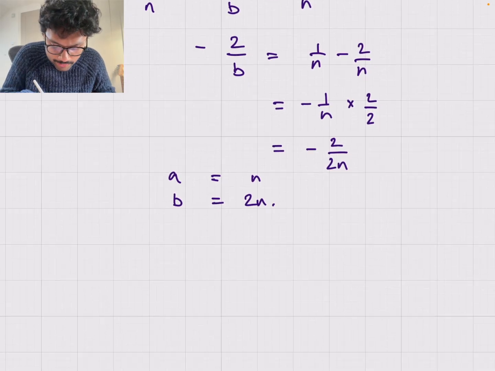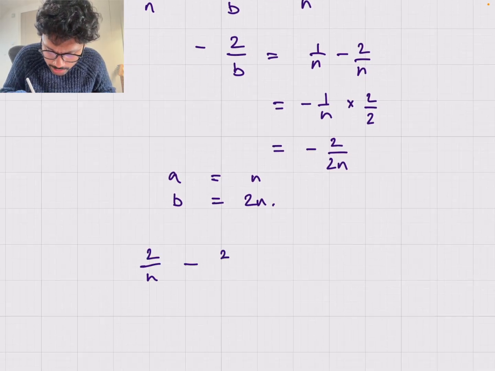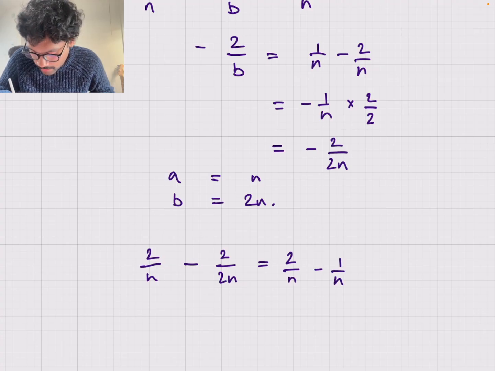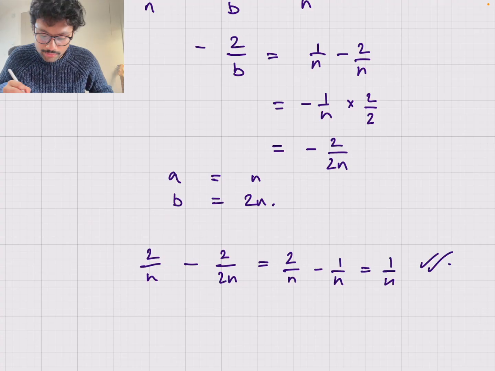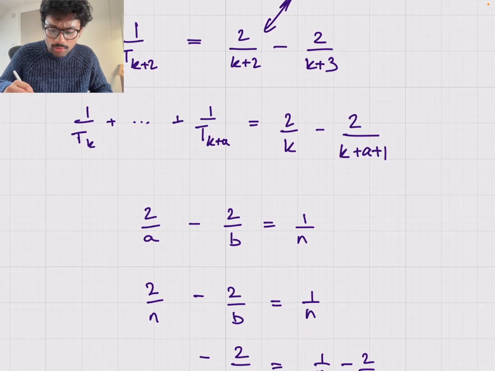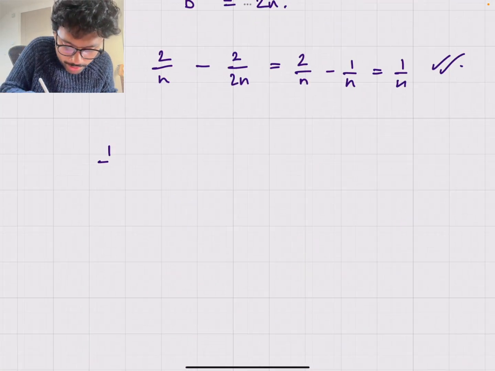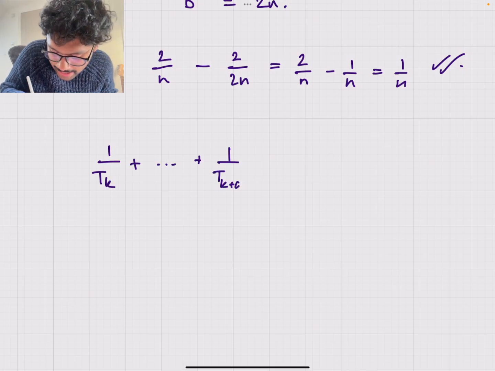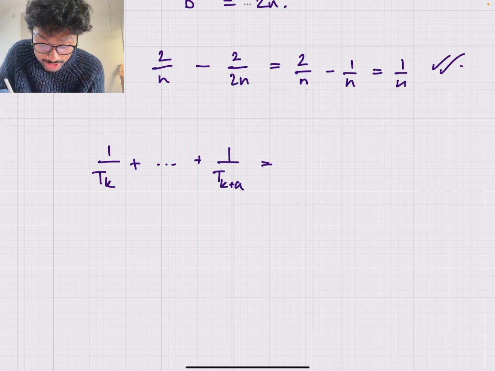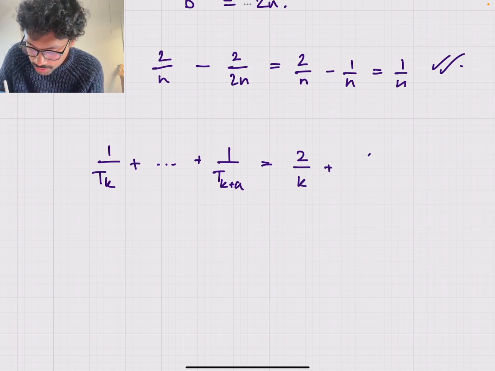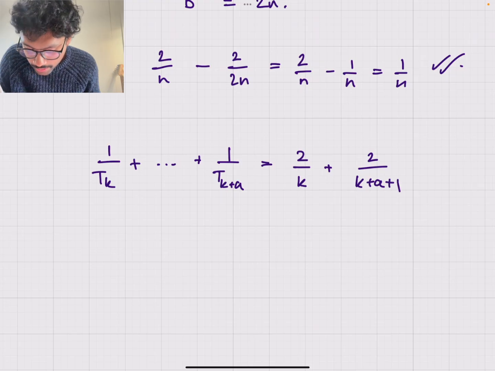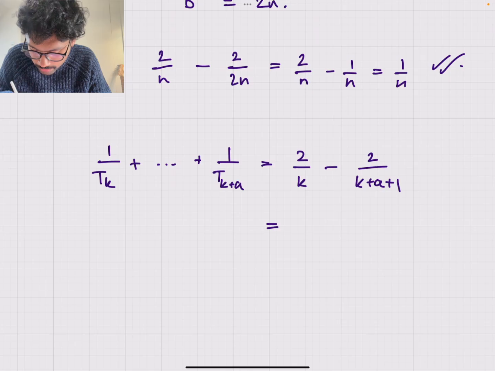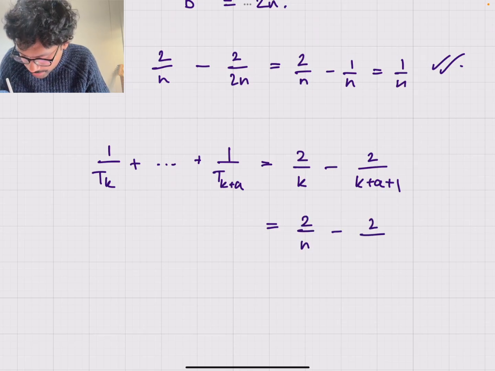And let's just verify that. So if we have 2 over n and we take away 2 over 2n, those 2's cancel in that subtractive term. So we're left with 1 over n, which is the result that we want. So what does that mean? Well, we want 1 over t k plus, up to, 1 over t k plus a to be equal to 2 over k minus 2 over k plus a plus 1, rather minus, important, which is equal to 2 over n minus 2 over 2n.